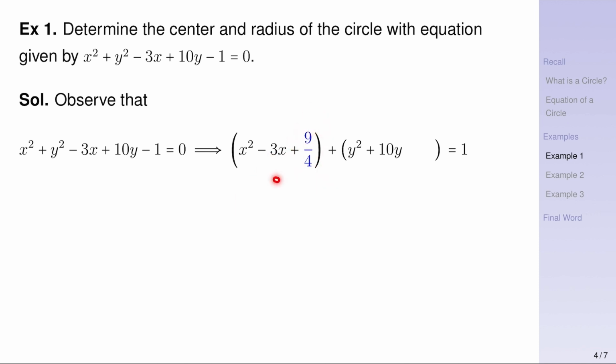And again, since this is an equation, once you add something on the left side, we must also add it on the right. That's why we have plus 9 over 4 here as well. We do the same for this y out here. We have 10, we divide that by 2, that's 5, you square it, you put it here, and that would be plus 25. We add it here as well, so we'll have plus 25 here as well. Now, once you have that, all we need to do is simplify.